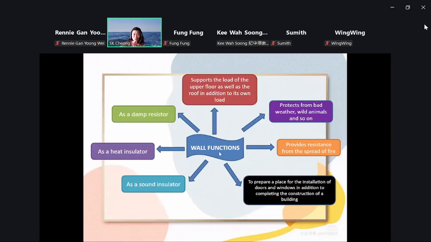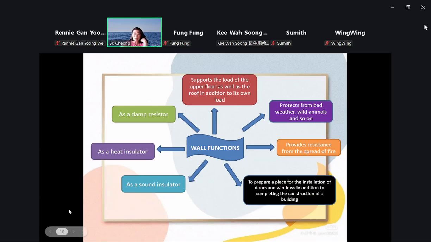From then we also need to define the wall functions. So where is the wall of a firewall? Let's say, if the wall is a firewall, we need to provide what are the functions of the firewall? What are the functions of a load-bearing wall? What are the functions of a partition wall? So from then you will derive the functions.